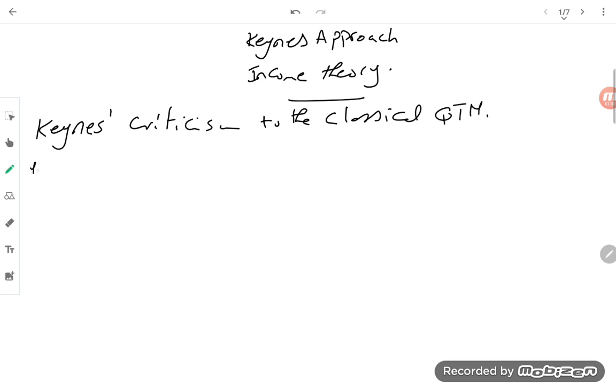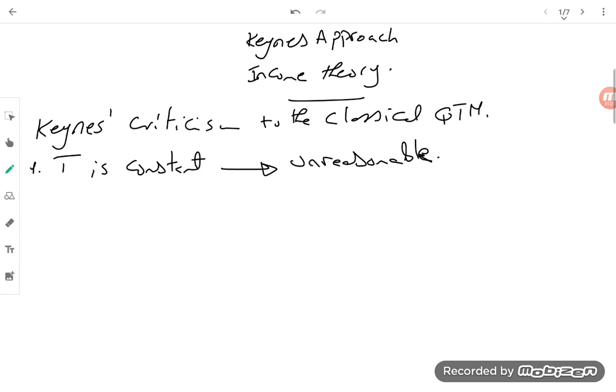Number one, the theory assumed that T is constant, which means that the economy is at full employment level, which is actually an unreasonable assumption. It may be true in the long run, but in the short run, the economy can be below full employment or above full employment.